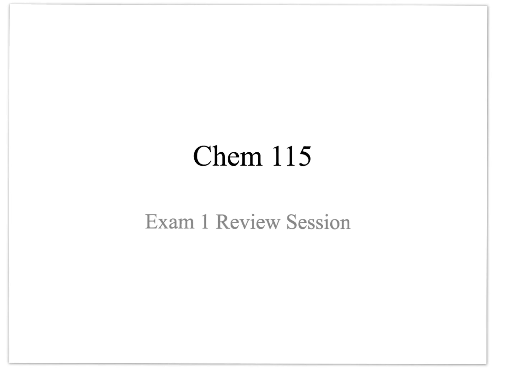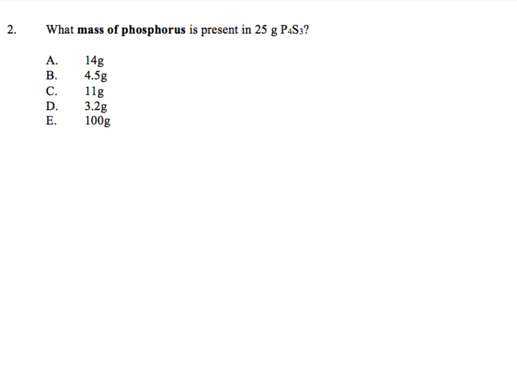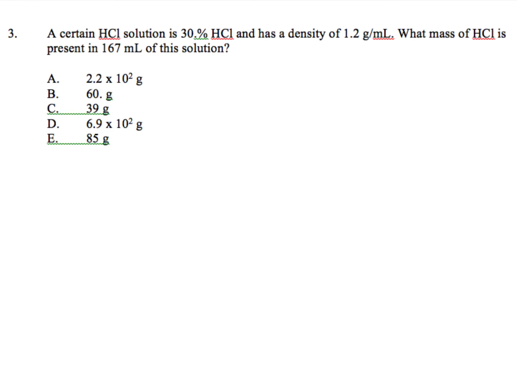Let's see, the first one that someone asked about. What mass of phosphorus is present in 25 grams? Oh wait, that's number 2. Number 3: a certain HCl solution is 30% HCl and has a density of 1.2 grams per milliliter. What mass of HCl is present in 167 mils of the solution?